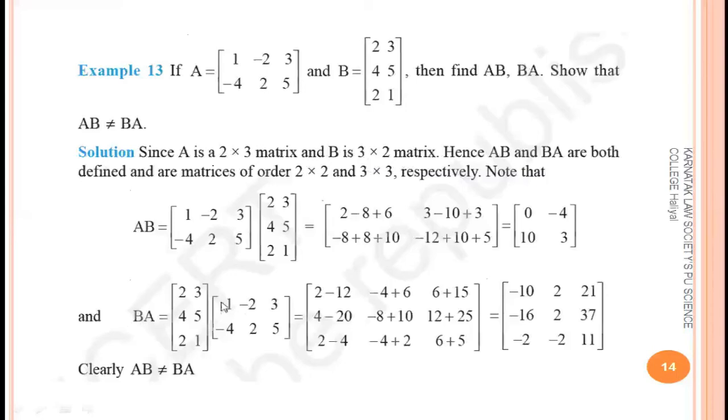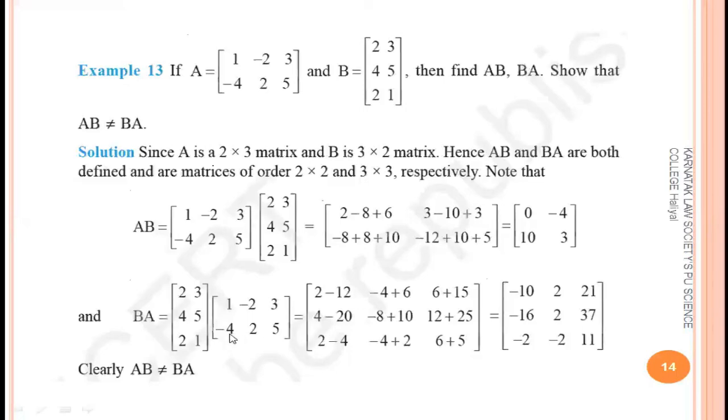B is [2, 3; 4, 5; 2, 1] and this one is A. Check here. Here B has 3 rows and 2 columns, and here A has 2 rows and 3 columns. Is it possible to multiply? The number of columns in B is 2 and the number of rows in A is 2. So it is possible to multiply.